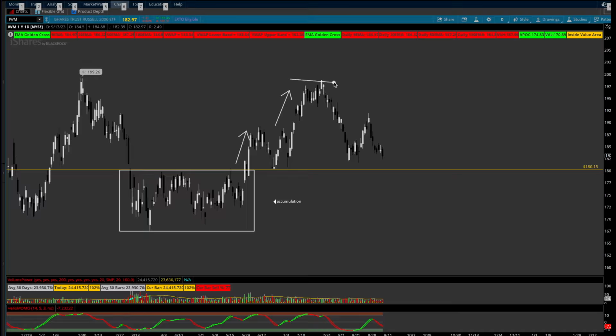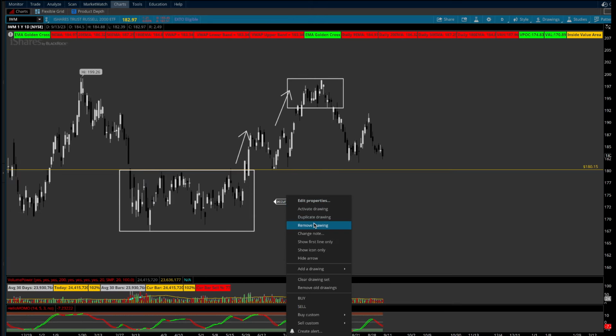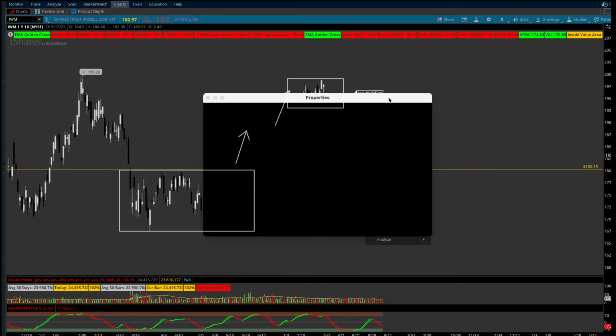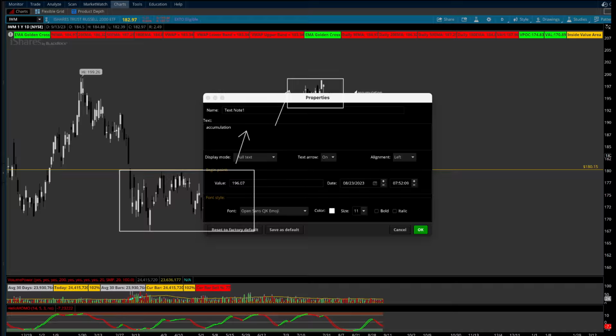So you can see right here this going on, distribution, right? And they are basically loading and selling into any of these rallies, and the markets are unable to push higher. And let's just duplicate that, so we'll mark it off right here, and we'll change the text.